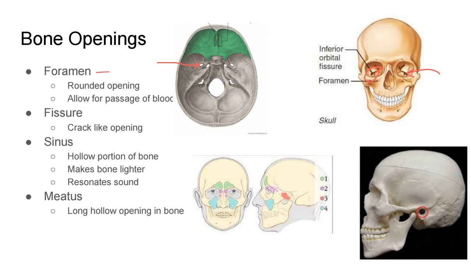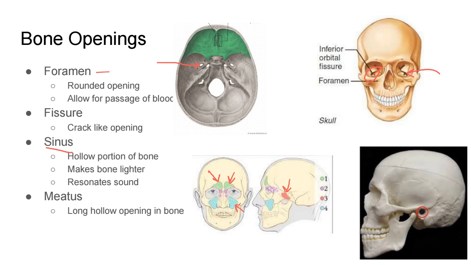nerve. A sinus is an opening in the bone, but not an opening for a passageway. A sinus is just a hollow portion of the bone. You can see them colored in this diagram down here, the green and the purple and the blue, the reddish pink on the side here. So they're basically just a hollow opening of the bone.